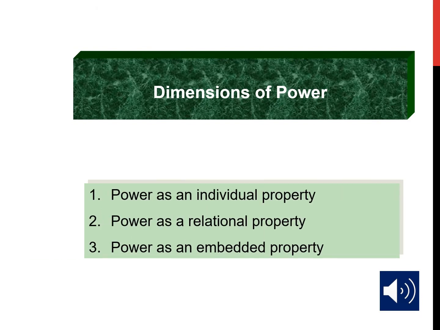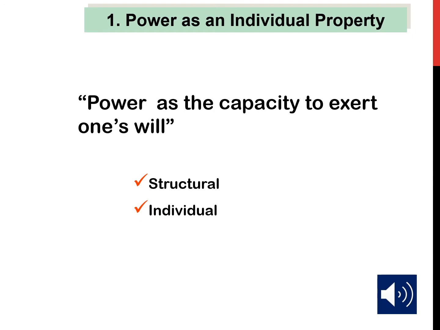These are the three dimensions of power that can help us to understand what power really is. As we can see here, power can be an individual property, it can be a relational property, and it can be an embedded property. Different properties do different things and act in a different way. Power can be seen as something that you can possess. There are two sources of individual power, structural and individual.